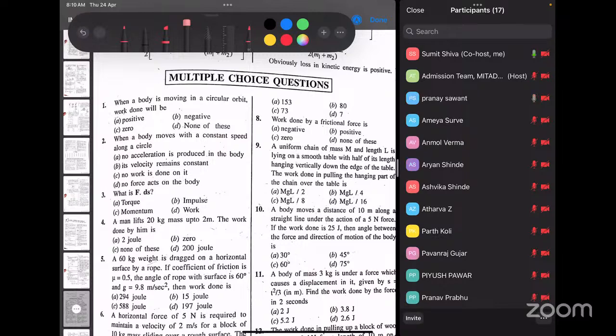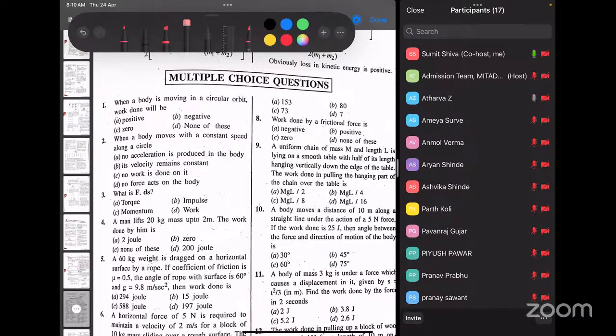Anyone? Answer for first question? 0. When a body is moving in a circular orbit, work done will be 0, because again this is inappropriate, because you have to mention work done by centripetal force, or work done by whatever force you want to calculate. So when a body is moving in a circular orbit, what will be the work done by centripetal force? If it is centripetal force, then it will be guaranteed 0. Understood?